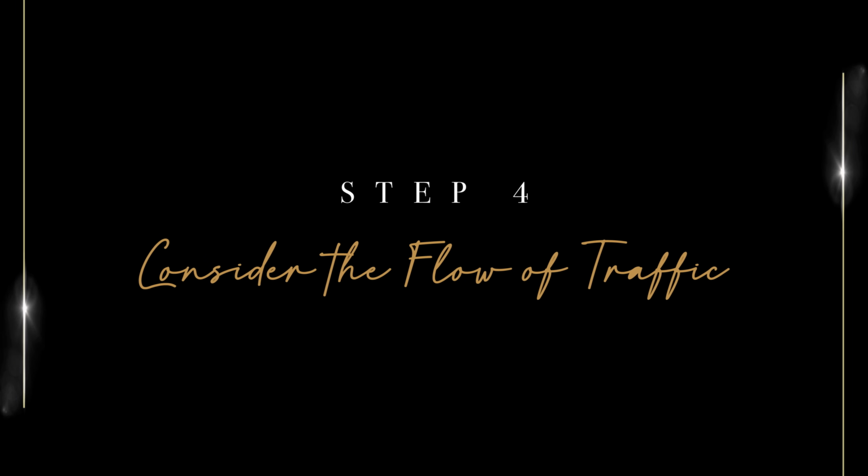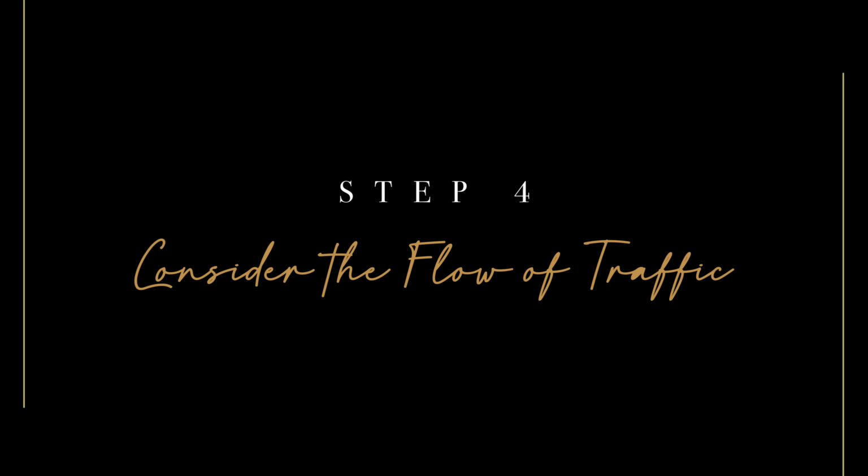Step 4, consider the flow of traffic. One of the biggest mistakes that you can make when designing your open concept floor plan is not considering the traffic flow between each area. This basically means how you move from one space to the next. You hear me talking about clearances for passageways, aisles, and walkways all of the time. It's usually a minimum 3 feet, 36 inches. It could also go up to 42 inches depending on the amount of egress you need in that space.